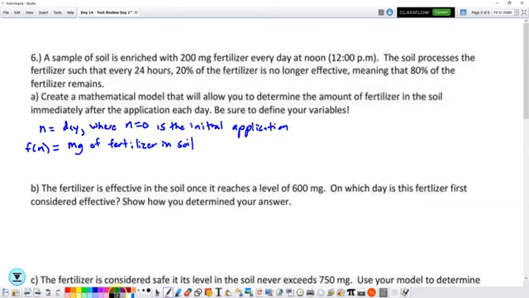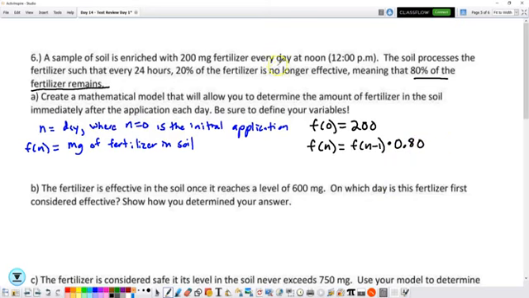Okay, so let's take a look. This means that f of 0 is that initial application of 200. Now, every day, f of n, I'm going to start with the previous day, and I know that 80% of the fertilizer remains. So whatever was left over from yesterday, I'm going to multiply that times 80%. 80% as a decimal is 0.8 or 0.80.